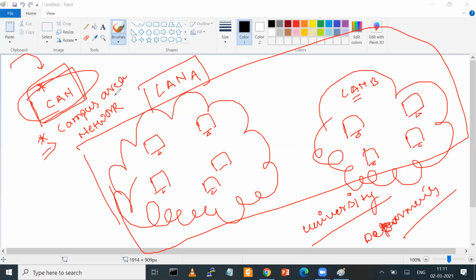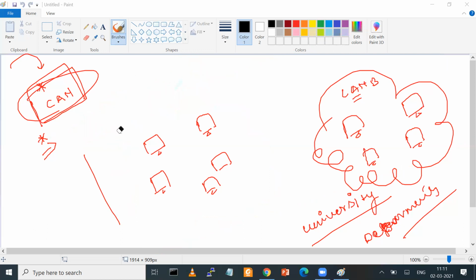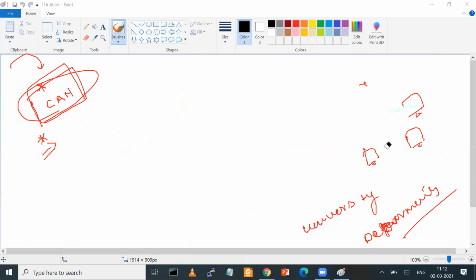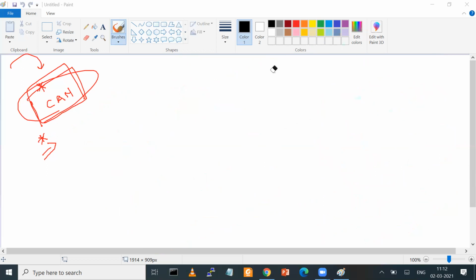But guys, again I'm saying, in real time scenarios, we only use LAN and WAN. There is as such no CAN and all. So we have LAN and CAN. In a very similar way, if I talk further, campus area network, ideally people say it has a 5 kilometer range.